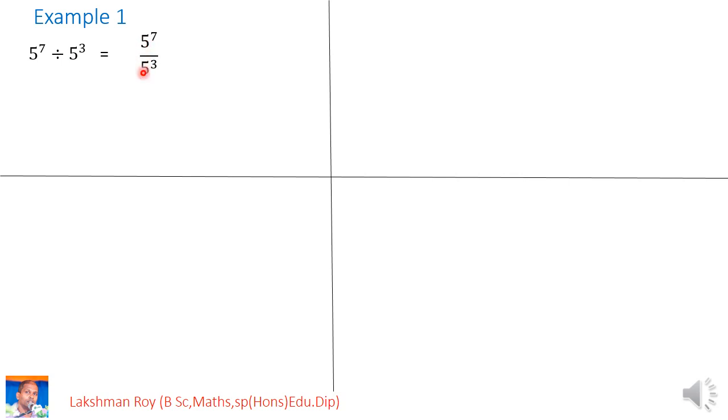That means you can write one base, and you can subtract the indices. That means 7 minus 3. Then you can take the index as 7 minus 3, that is 4. So this is the answer in index form, right? So using the index law. Then I'll move to another example.